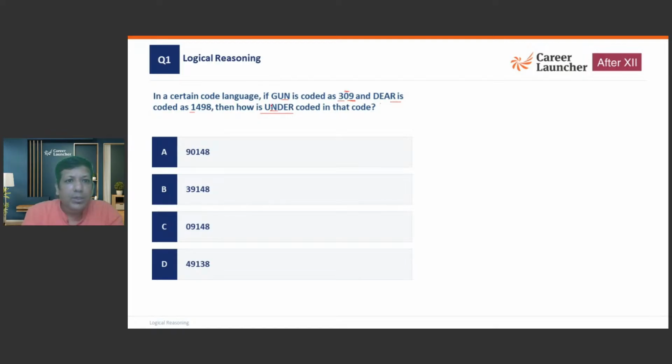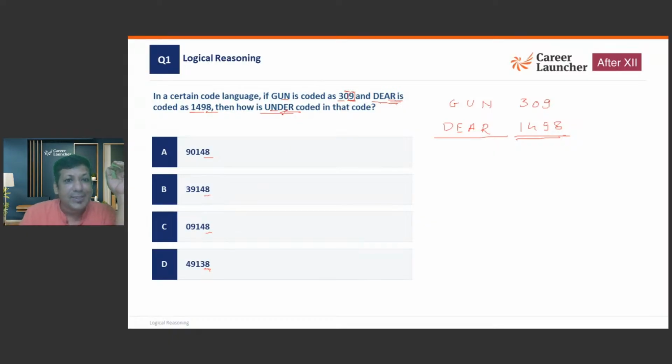So we are getting 9 here, 9 in this one also, and what is common in both? We have GUN and then we have DEAR. So this is coded as 309 and this is 1498. Nothing common is visible in both. So basically let's check whether it works out or not. So R is 8. I can say R is 8 because all the options are talking about R being 8. Okay, so R should be 8.